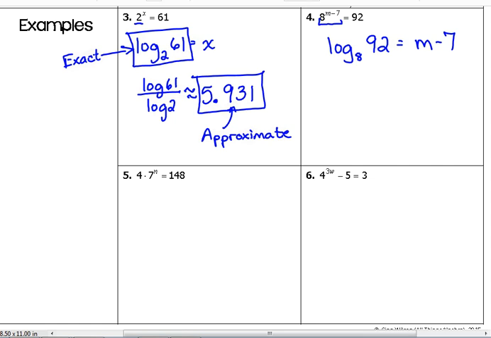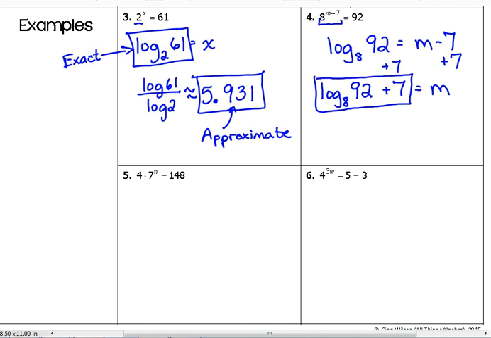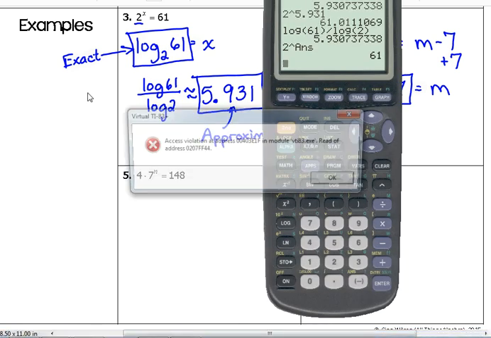But we haven't completely solved for the variable yet. Right now it's m minus 7. So we need to add 7, but here's the deal. You never change what's inside your logarithm. That plus 7 just gets tacked on to the end. Once you write that number in there, it doesn't change. You can't add and subtract things to it. So that's the exact answer. The approximate answer would be done by finding log 92 divided by the log of 8 and adding 7.